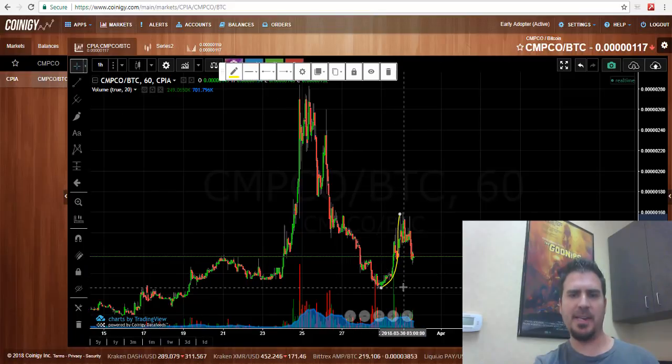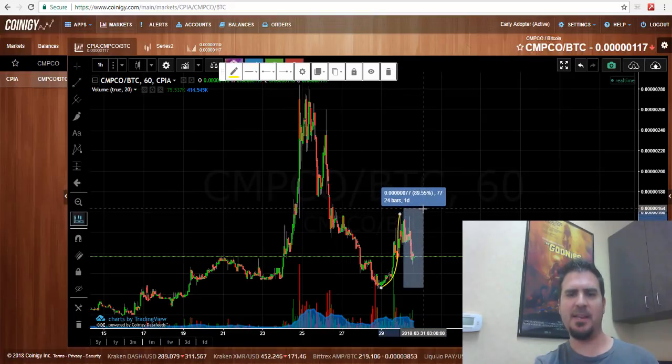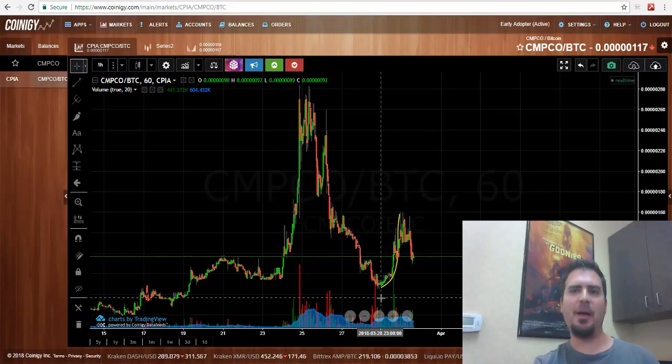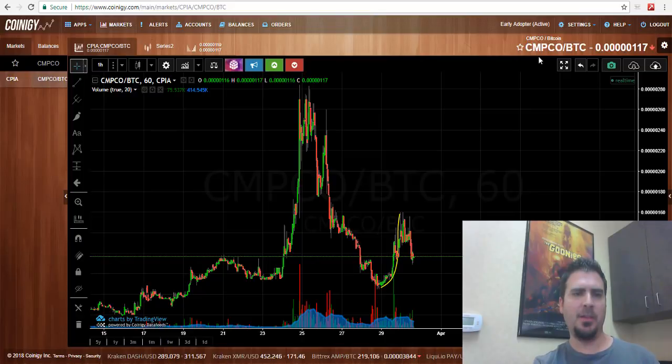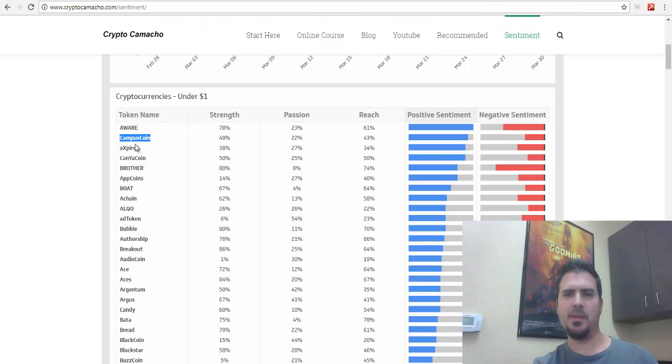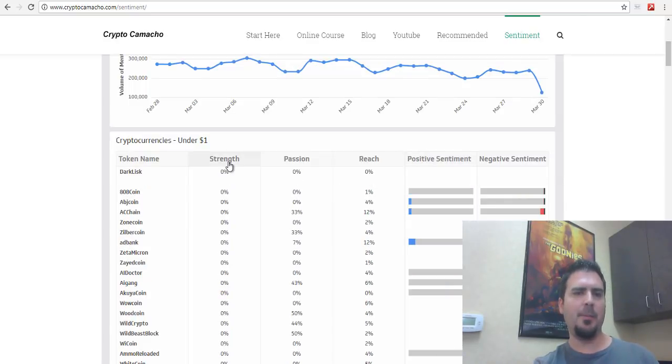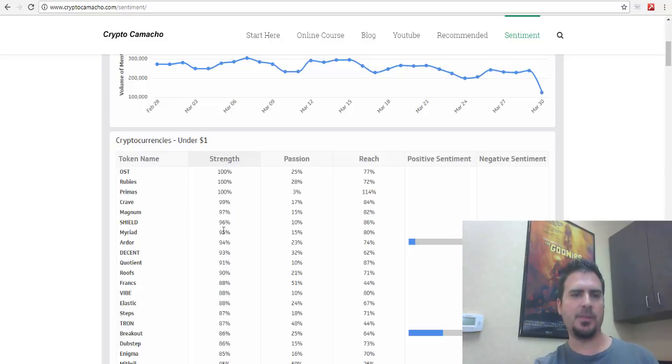I mean, it's gone up almost like 85% in the last 2 days, right? And if I would have been looking at my social sentiment chart right here, look at the indicators. I mean, the positive sentiment is through the roof compared to all the other coins, right? The strength, the passion, and the reach are all relatively high, right? And if you sort by strength, there's going to be other tokens that are higher in strength.